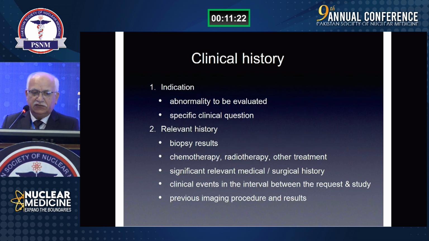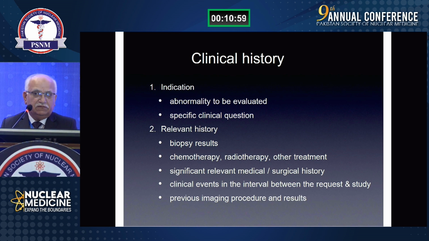Then we have to mention the indication, which is basically what abnormality we are going to evaluate, and the specific clinical question which the referring physician has asked, so that we know what we are answering and whether we are up to his expectations. Then we go for relevant history, which for oncological imaging is very important: the biopsy results, chemotherapy, radiotherapy, and other treatments. The significant relevant medical and surgical history, and also the date of surgery is important, because we have to mention it. Clinical events in the interval between the request and the study, and previous imaging procedures and the results.